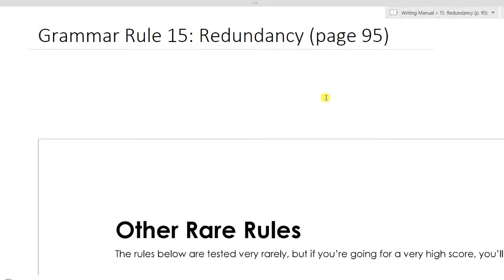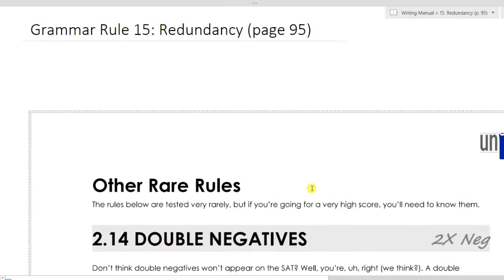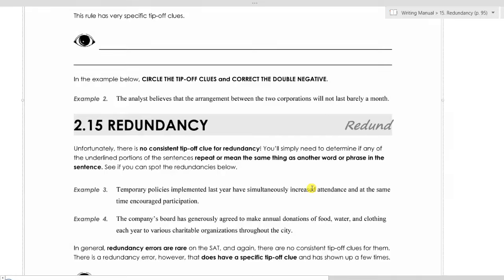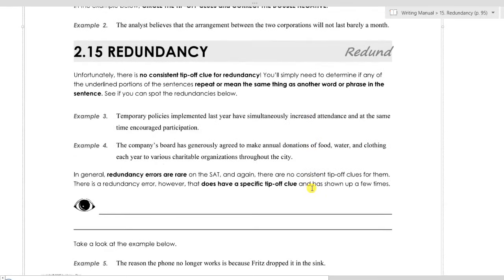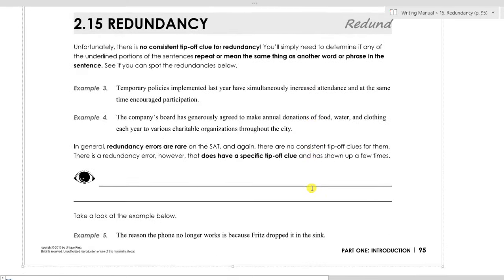Grammar rule number 15. This is our final grammar rule. Grammar rule number 15, redundancy, page 95. If you have watched the video for grammar rule 14, you know that this is on a page with a heading, other rare rules, because along with double negatives, grammar rule 14, redundancy is one of the least common rules that shows up on the SAT.